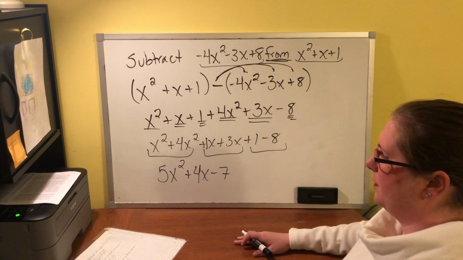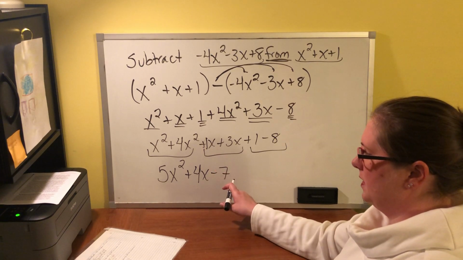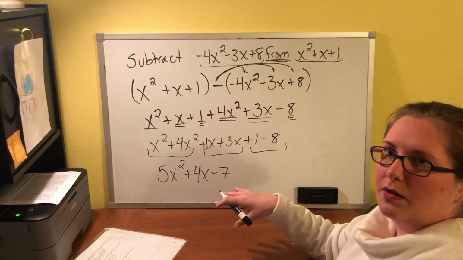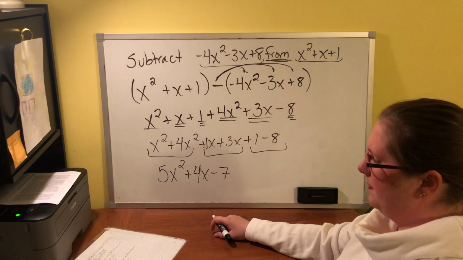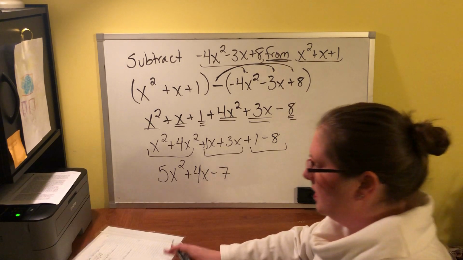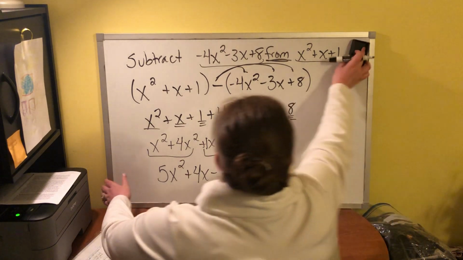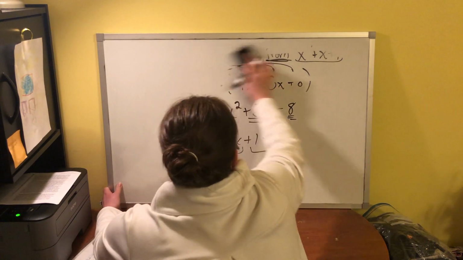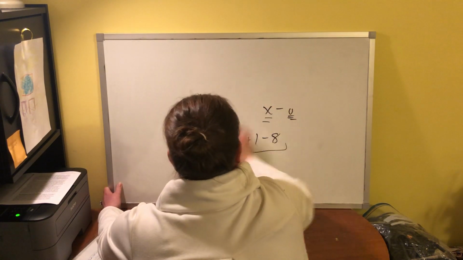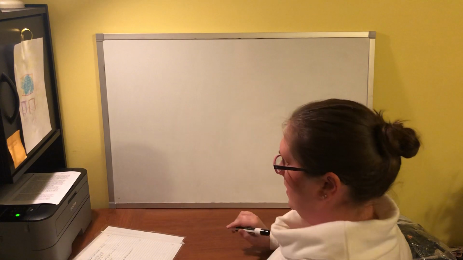Okay, so that is our final answer. 5x squared plus 4x minus 7. Can't combine those together, okay? Those aren't like terms. All right? The last thing in this section is substitution, okay? So we dealt with substitution before at the beginning of the semester.